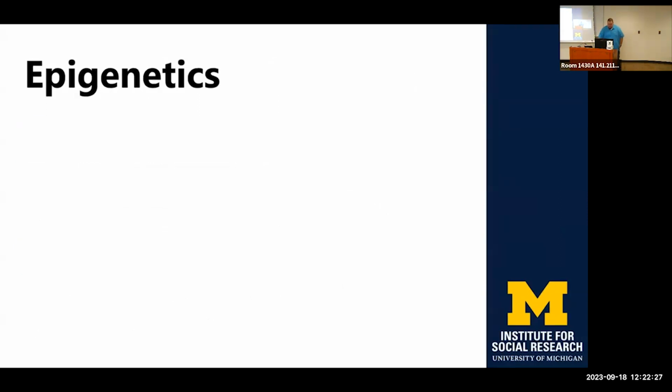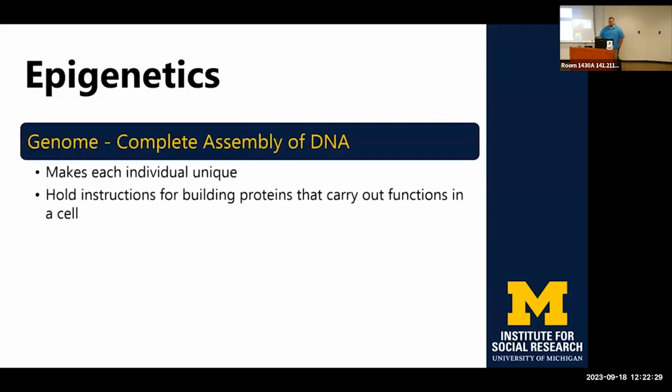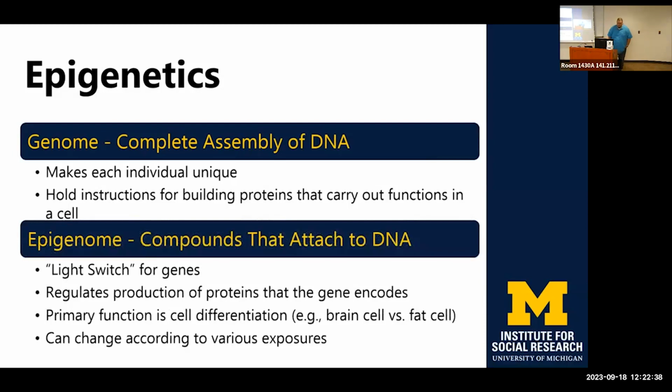I keep talking about DNA methylation and epigenetics, so just broadly, how do we define this? I'm sure most folks know that the genome is basically your complete assembly of DNA. This is what makes you unique, right? The epigenome, on the other hand, are the compounds that attach to DNA. I like to think of these as a light switch for your genes that turn them on or off. The other way I make these distinctions in my head, because I like things simple, is that I think of the genome as basically a giant cookbook, and the epigenome is like the chef who's dictating what gets cooked, right?